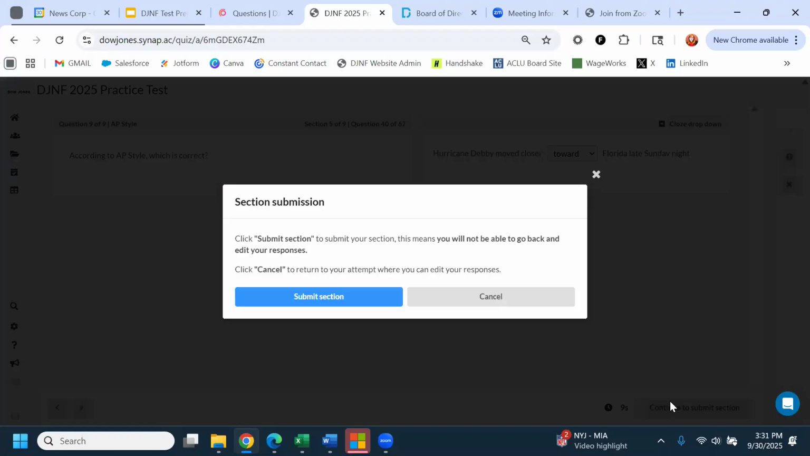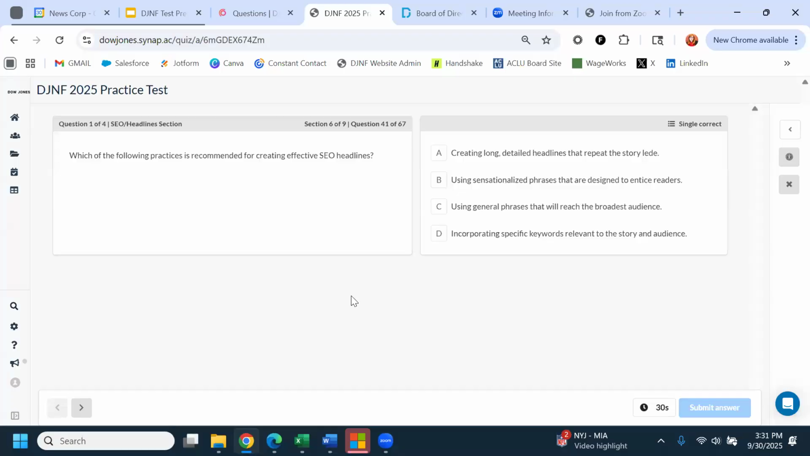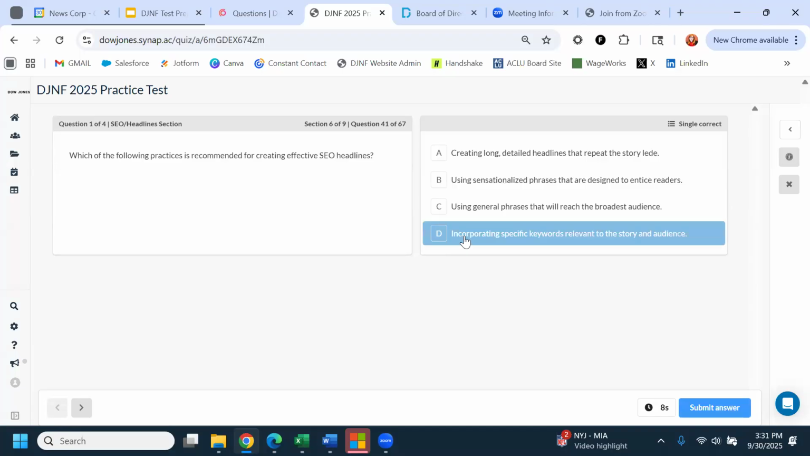Okay, now we're going to go into SEO. As I mentioned earlier, there will not be a standalone SEO section in this test, but these type of questions will be asked. We just combined it with the digital media section, so they're not broken out separately anymore. Oh, and I put a short timer on here. So the number one, the answer is incorporating specific keywords relevant to the story and audience.